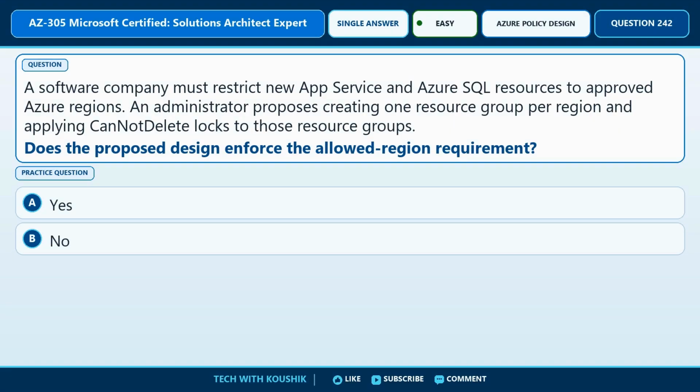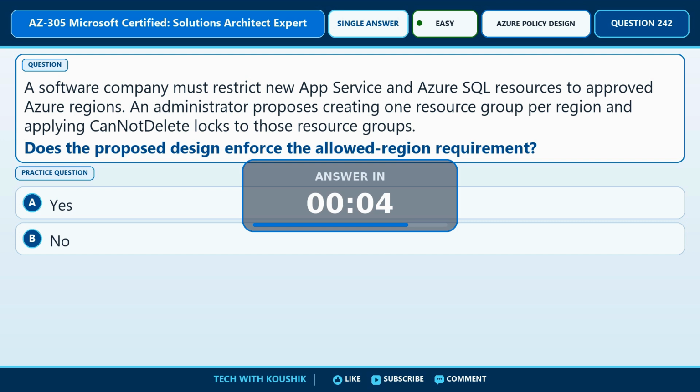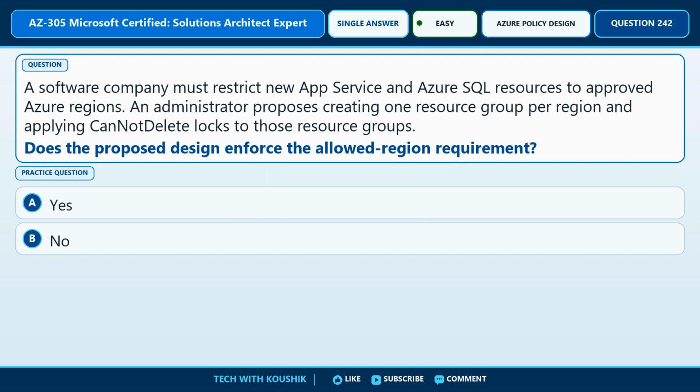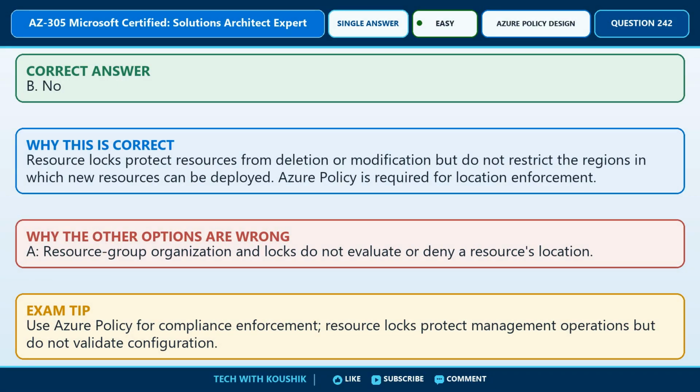Now, scenario. A software company must restrict new App Service and Azure SQL resources to approved Azure regions. An administrator proposes creating one resource group per region and applying cannot-delete locks to those resource groups. Does the proposed design enforce the allowed region requirement? Choices. Option A, yes. Option B, no. In this case, select option B, no.